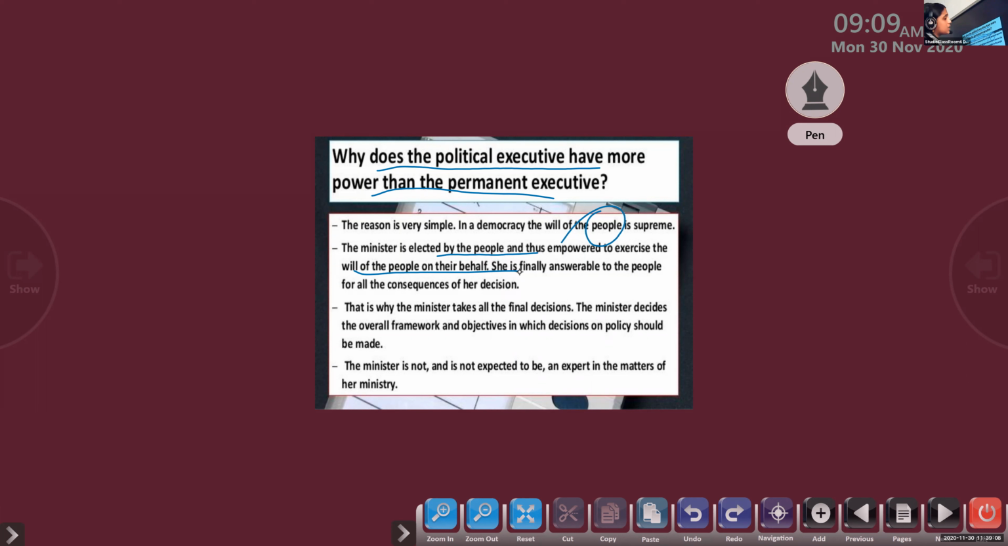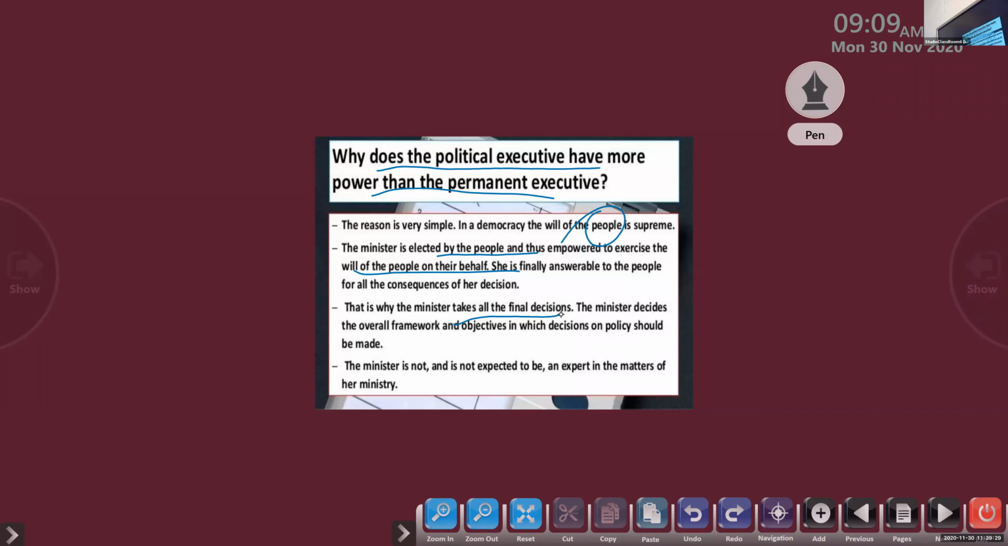He is giving answers to the people through the mass media, not the civil servant. And the ministers take all the final decisions. Why are the ministers taking all the final decisions? Because the answer is simple: they are answerable to the people. They are elected by the people to exercise their will on behalf of them.